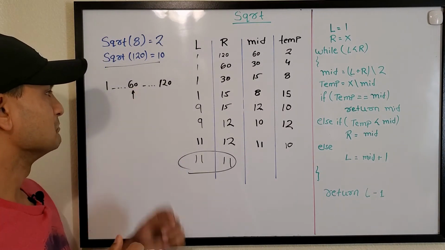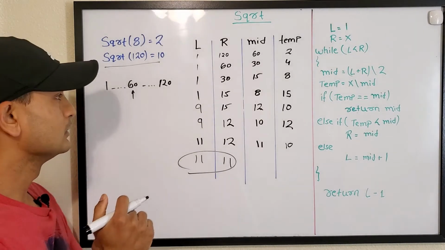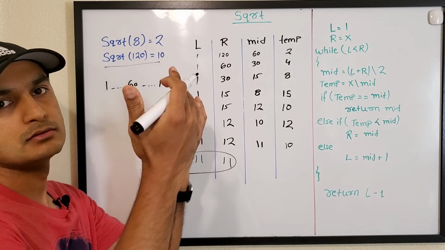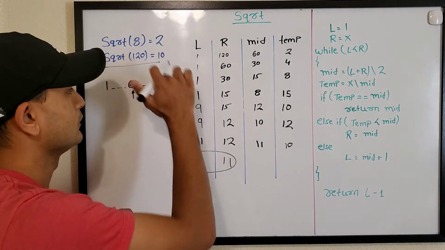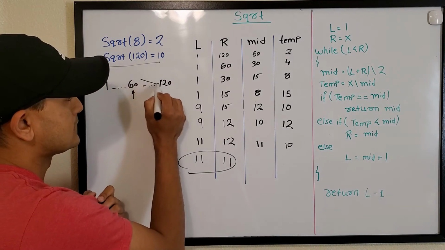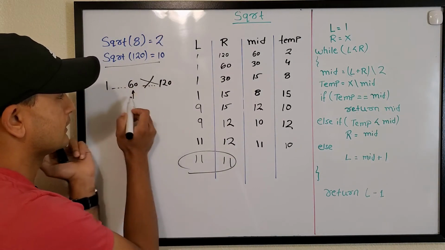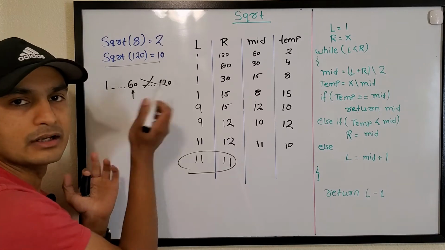So we ask, okay, is this our square root? 60 times 60 is 3600, which is more than 120. So we say that, okay, this definitely is not our solution, and our solution somewhere lies on the left, right?